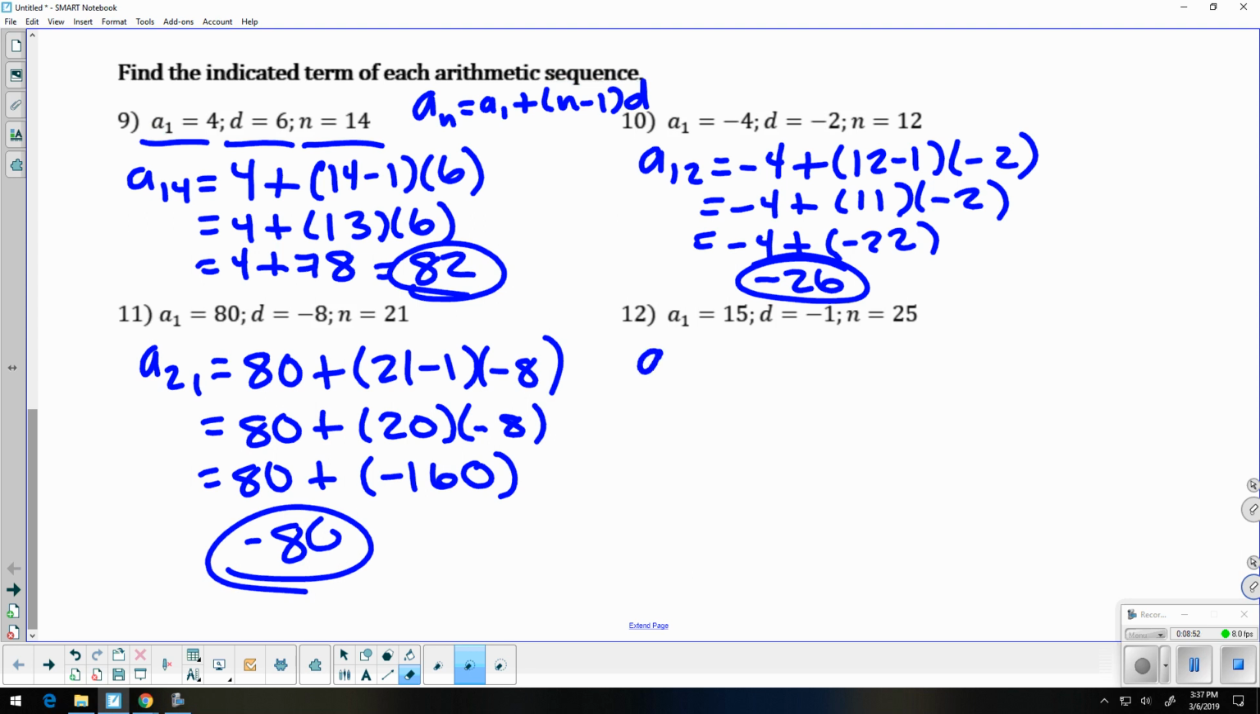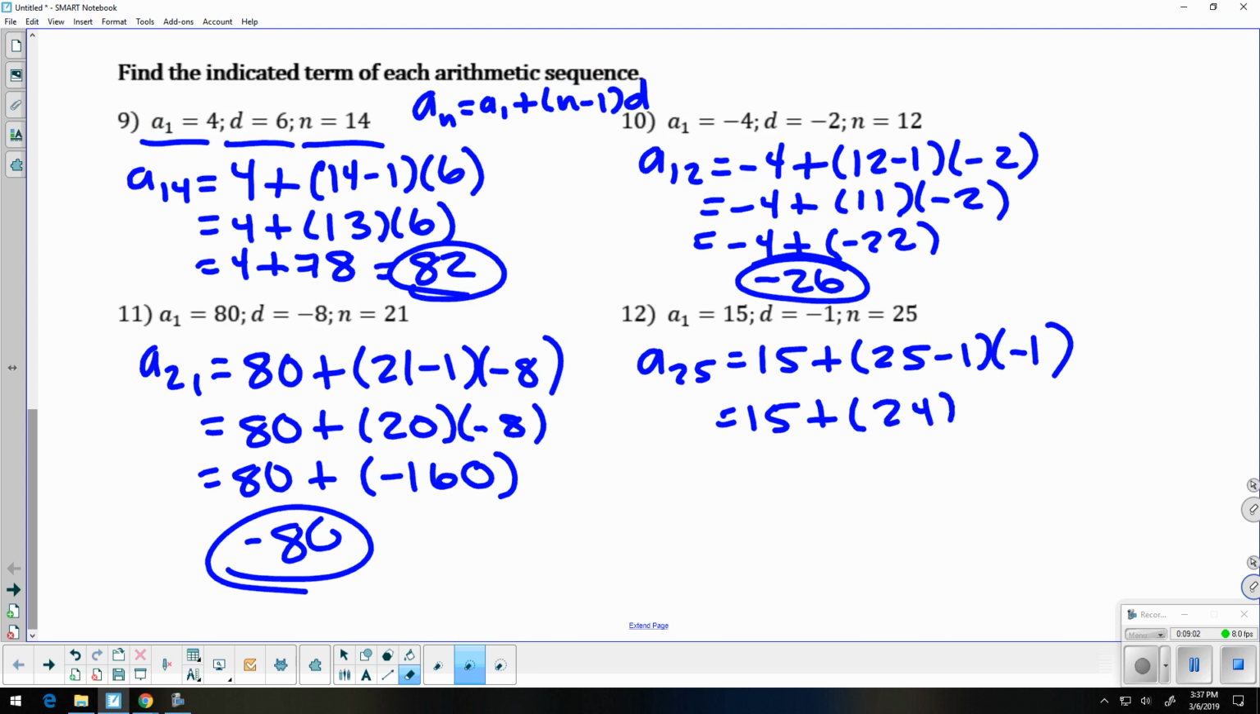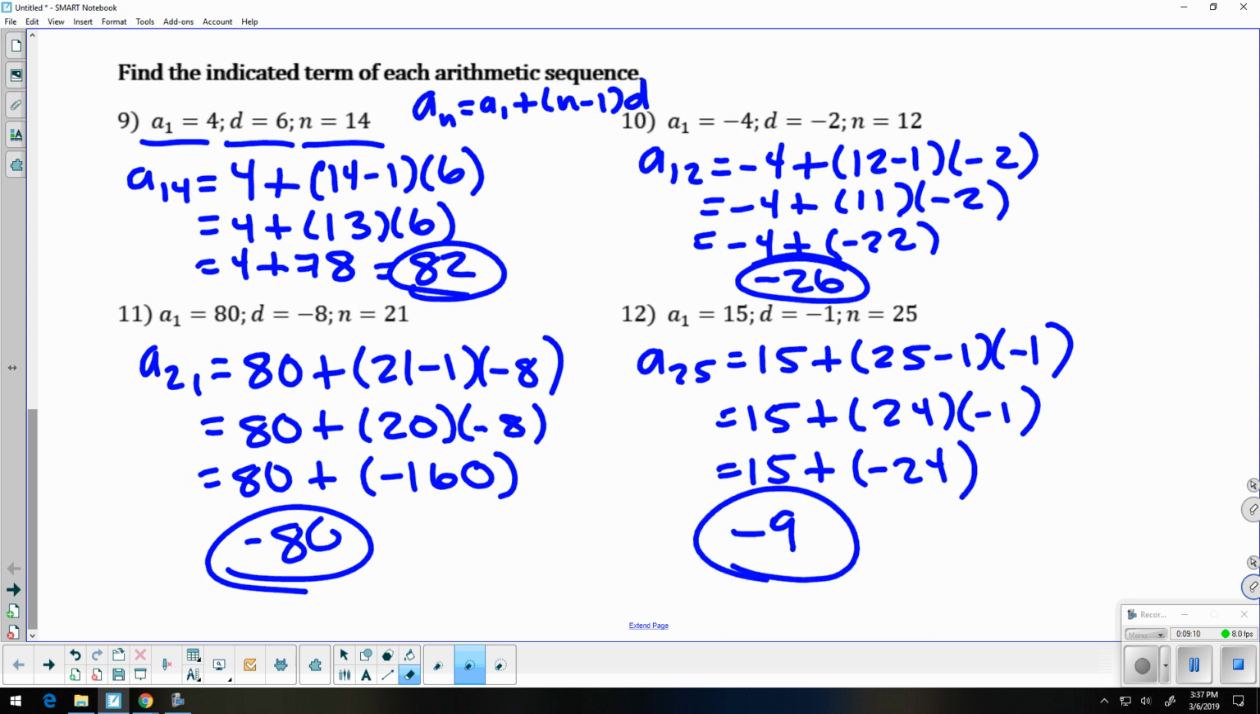And the last one, we're trying to find the 25th term. First term's 15. We got 25 minus 1 times negative 1. So this would be 15 plus, that'd be 24 times negative 1. So 15 plus negative 24. And this comes out to be negative 9. Okay. So now you've at least seen how the formula works, which we're still going to be using even on the back page.